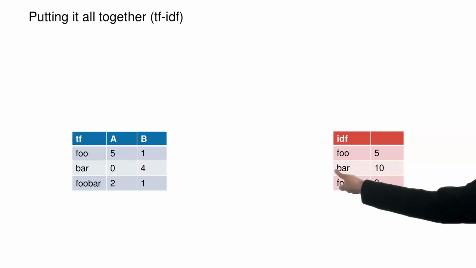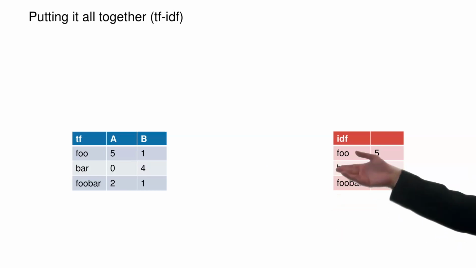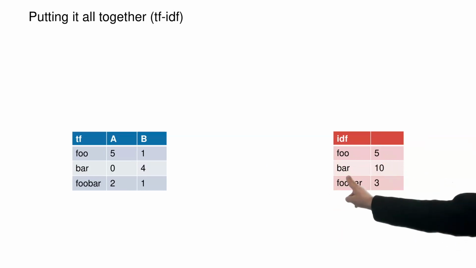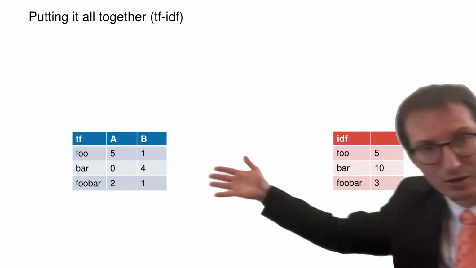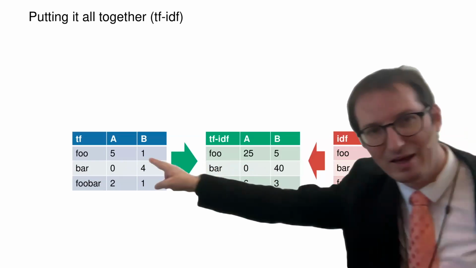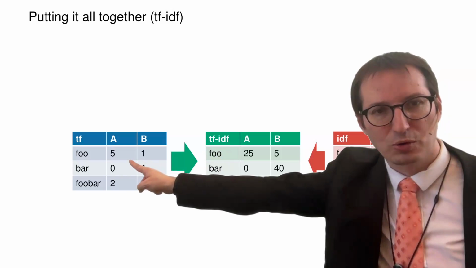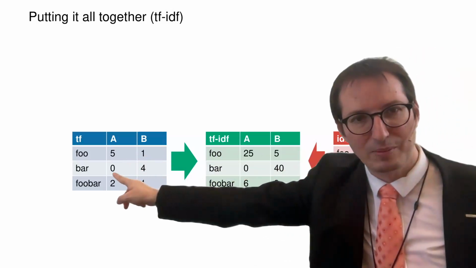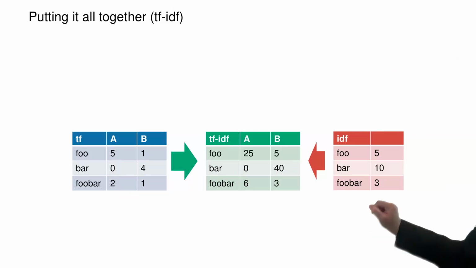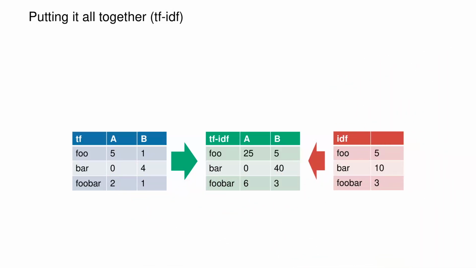And I did it in such a way that bar, which is rare, has a very high inverse document frequency. We give it more weight. So foo has a weight of 5, bar has a weight of 10, and foo bar has a weight of 3. And what I'm going to do now is multiply horizontally. I'm going to multiply every line in here with the corresponding number in there. So all multiplied by 5, that's 25 and 5. Then line 2, I multiply everything by 10, so that's 0 and 40. And line 3, I multiply everything by 3, so that's 6 and 3.